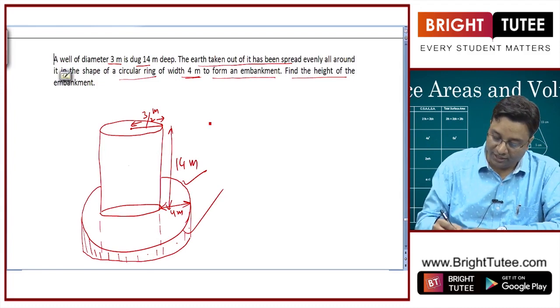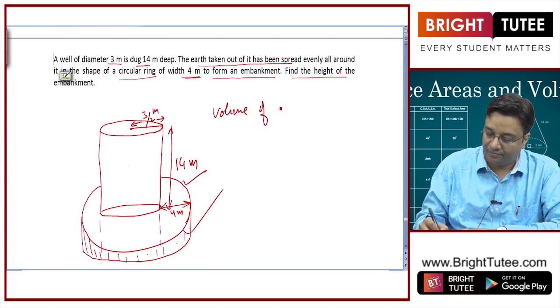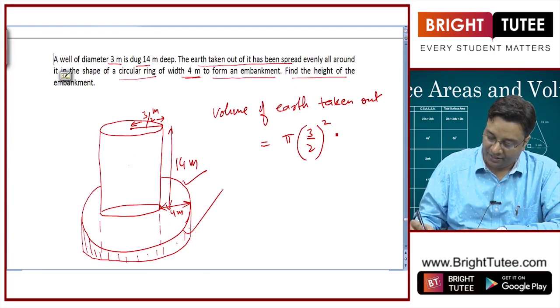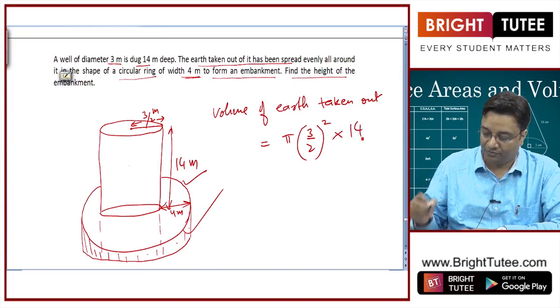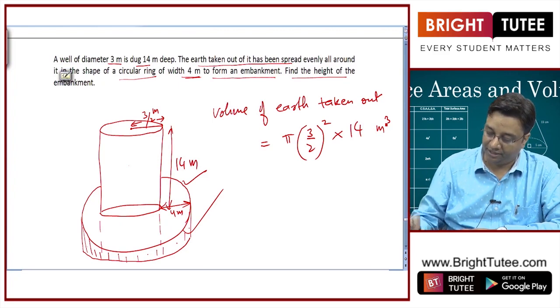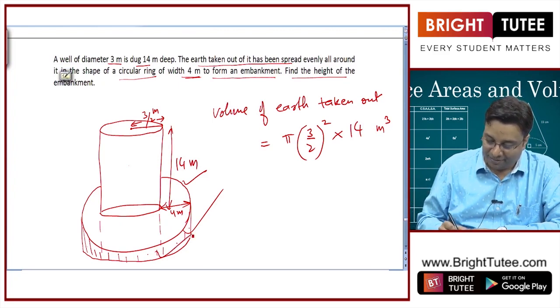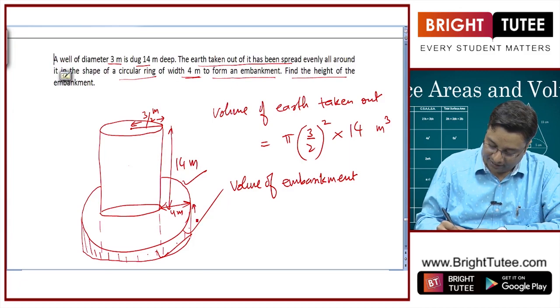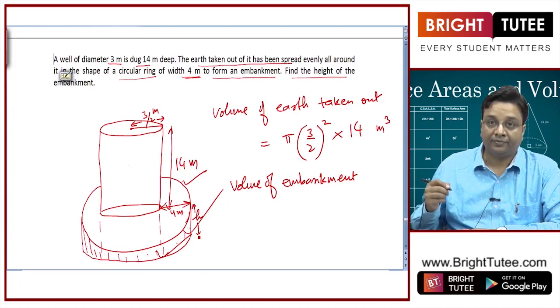So the volume of the earth taken out and the volume of this shape here are the same. So volume of earth taken out is equal to pi radius squared into height, which is 14, in meter cubes. And volume of the embankment, let us assume its height as h, is equal to how much?